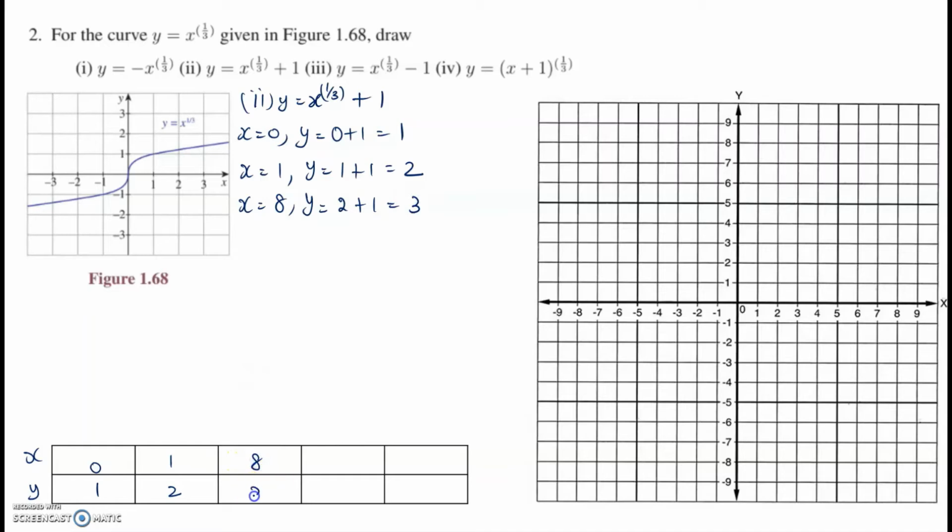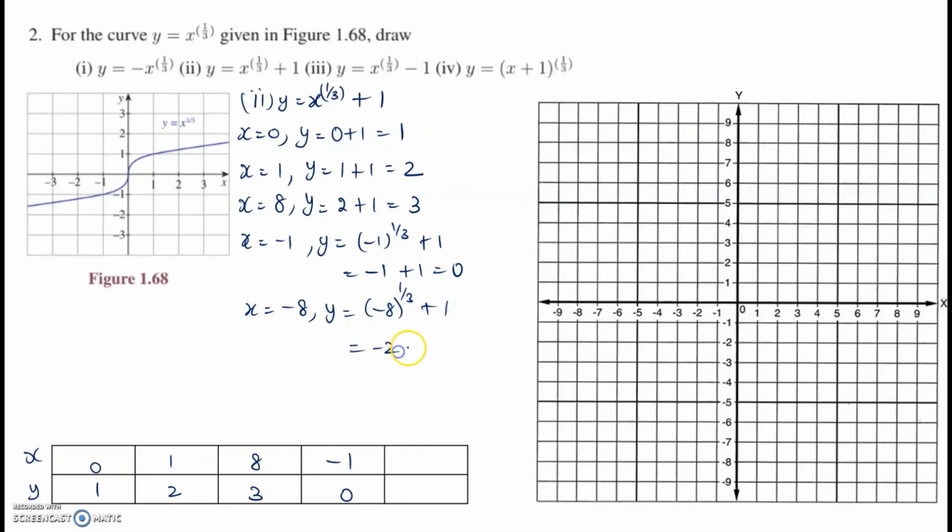So 8 and 3. Then when x is equal to minus 1, y is equal to minus 1 to the power 1/3 plus 1, which is equal to minus 1 plus 1, which is 0. So minus 1 and 0. Then when x is equal to minus 8, y is equal to minus 8 to the power 1/3 plus 1, that's minus 2 plus 1, which is equal to minus 1. So minus 8 and minus 1.